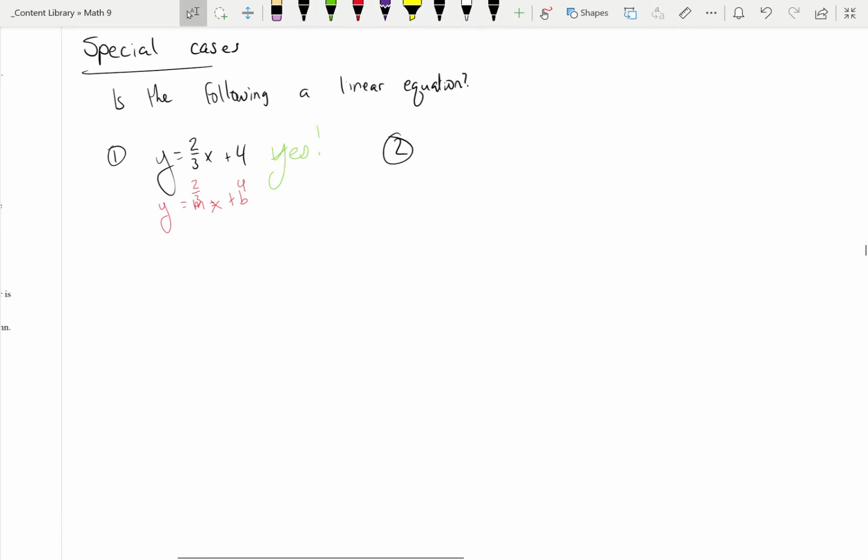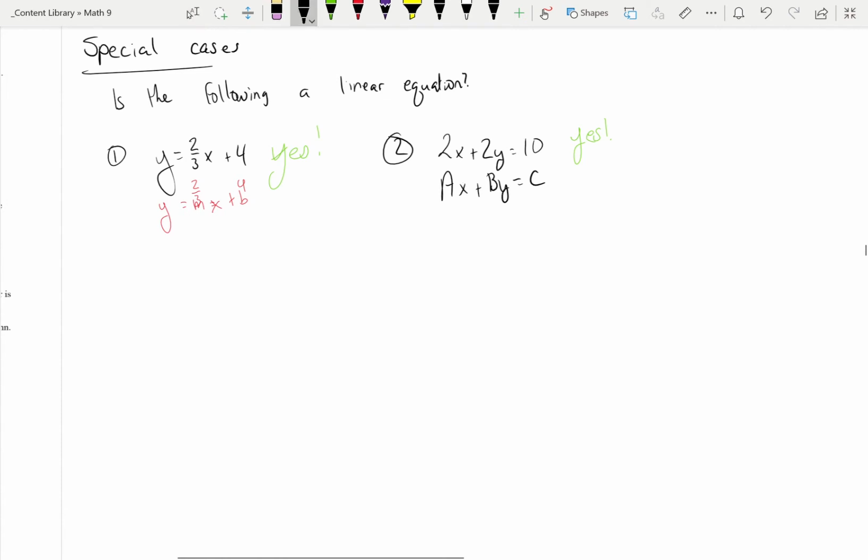For number 2, I could have 2x plus 2y is equal to 10. Think about it for a moment. And again, for this one, the answer is yes. And this is from our newer equation, ax plus by equals c. These should work out. These should give us lines.